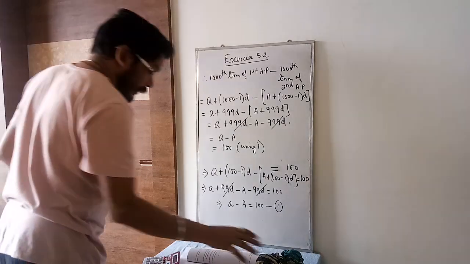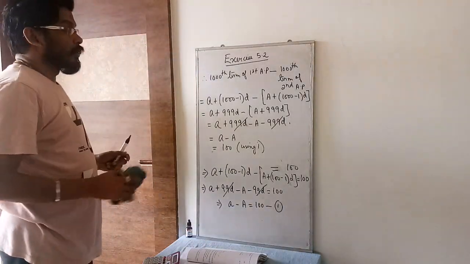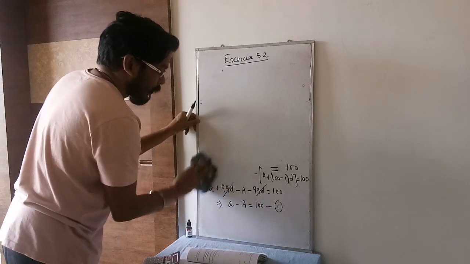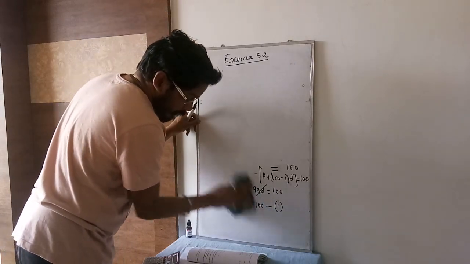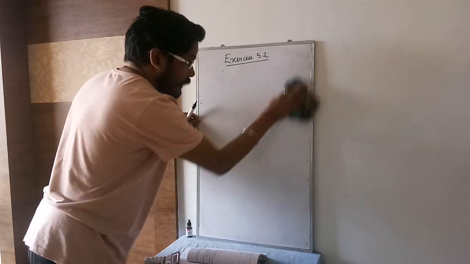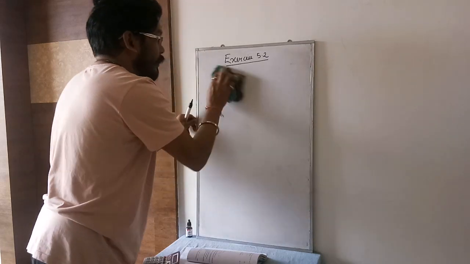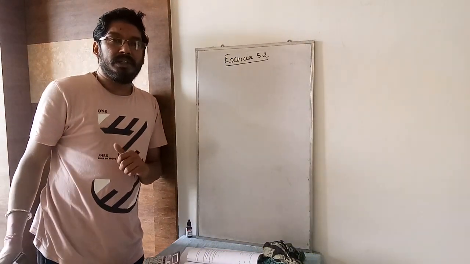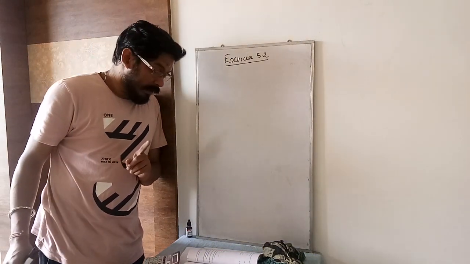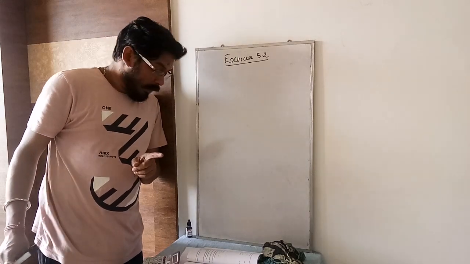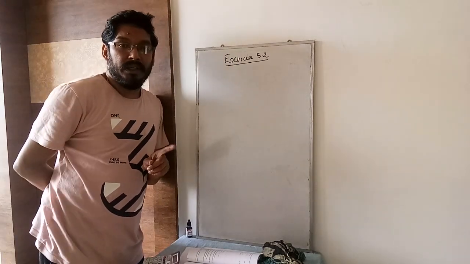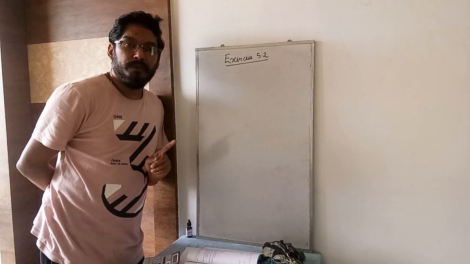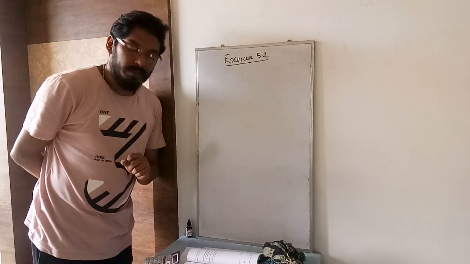Okay, this is question number 12. So the next question is question number 13. How many 3-digit numbers are divisible by 7? So 3-digit numbers start from 100. What is the first 3-digit number which is divisible by 7? That is 105. If we have to find out how many 3-digit numbers are divisible by 7, that means you have to find the number of terms, the n value.